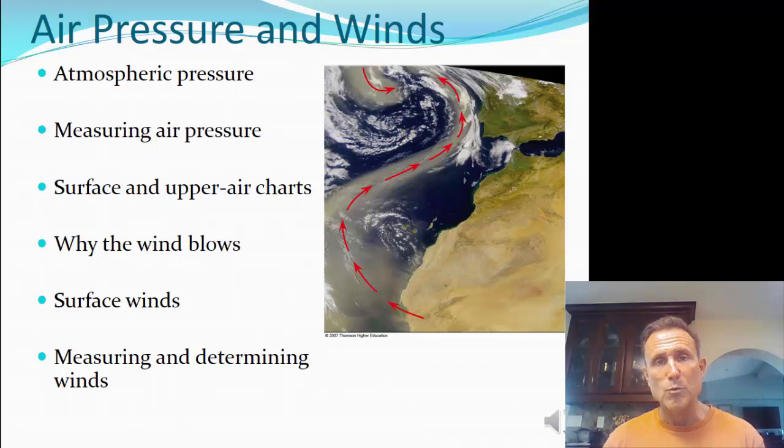Coming up with Chapter 7, we'll be talking about atmospheric circulations and the different scales of atmospheric circulations and what types of winds we find at those different scales.